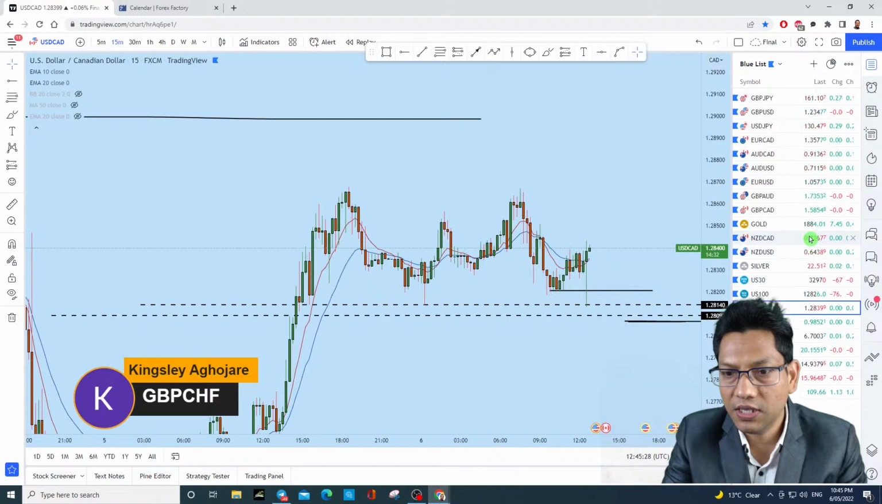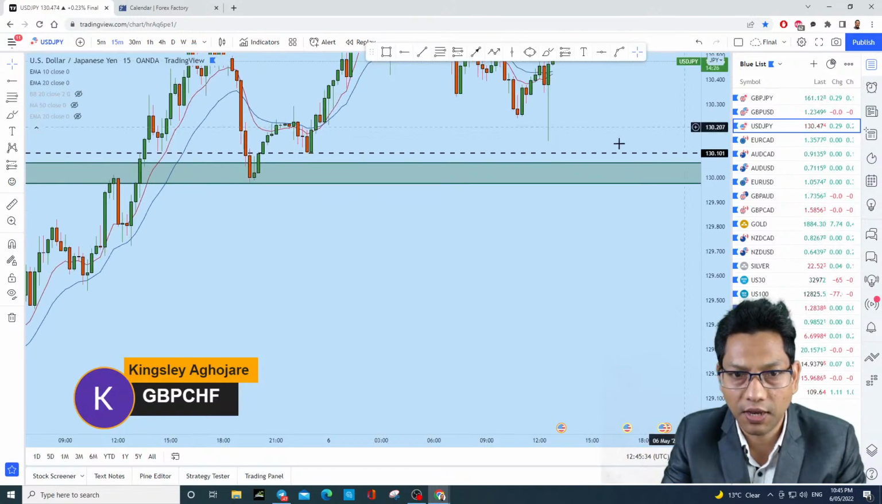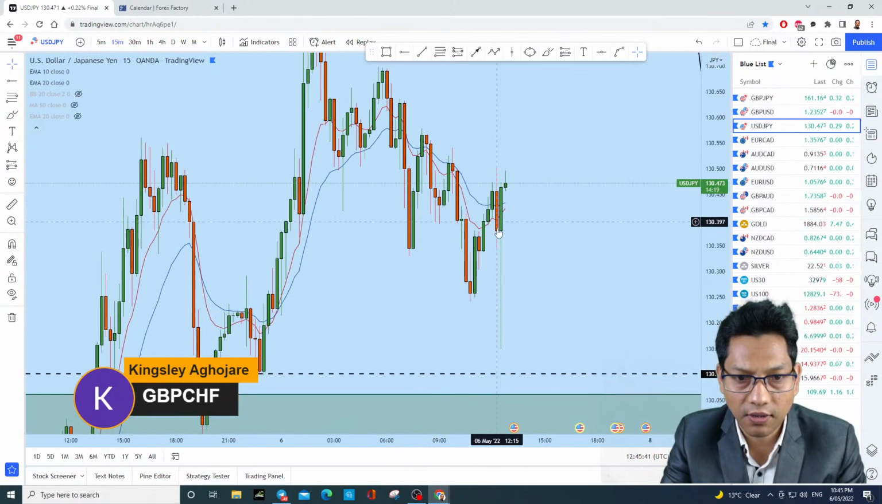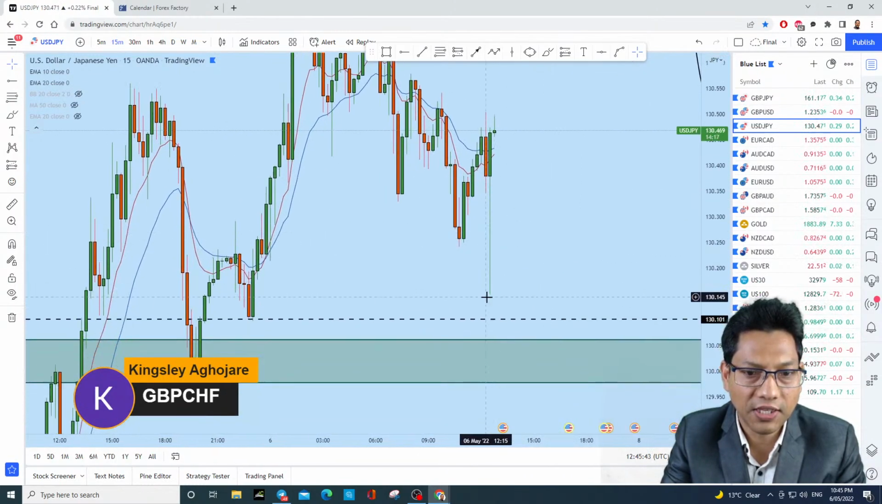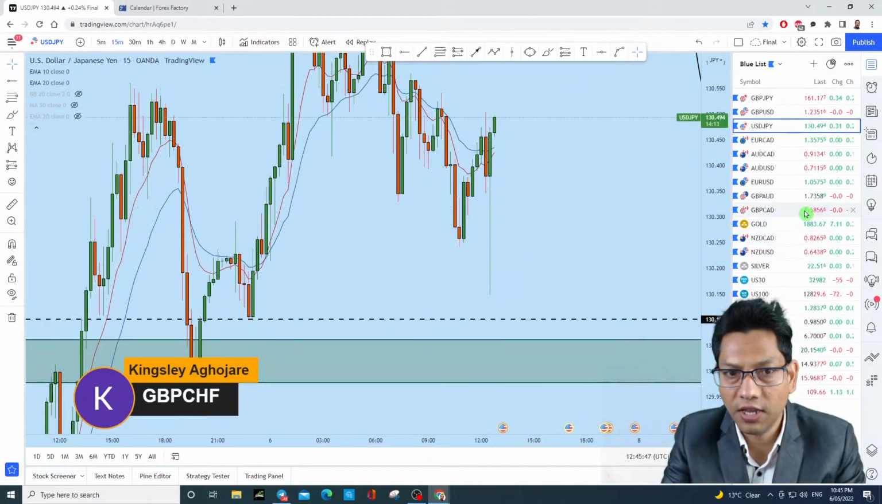Dollar yen could be a better buy than USD CAD. Let it come down again. It will come down again, and then we'll buy. Okay, it looks like it will come down again. It will even break this level here and then we'll go up. Then we'll consider buying dollar yen or USD CAD.